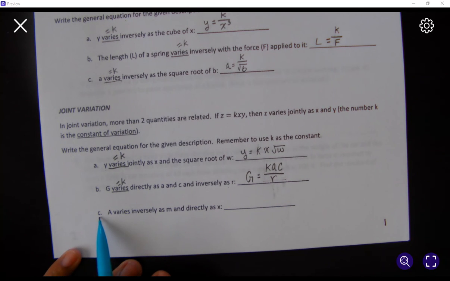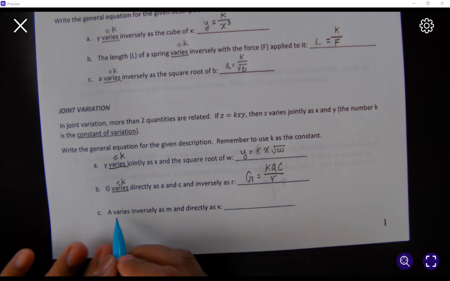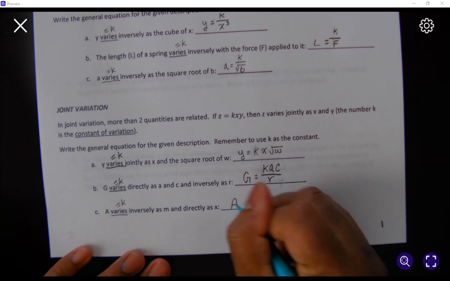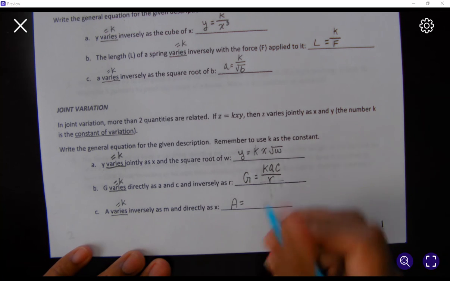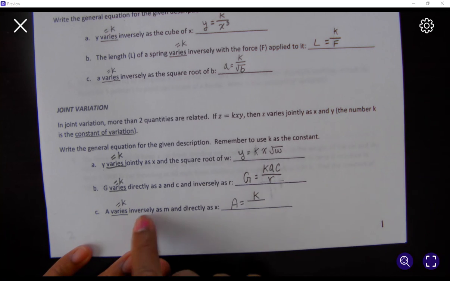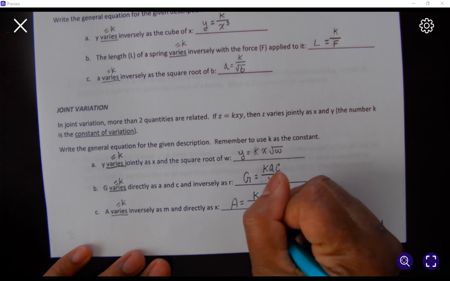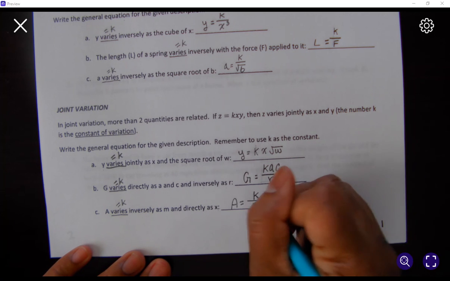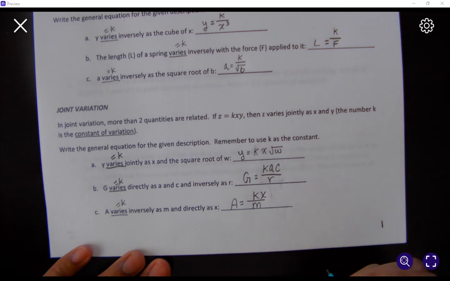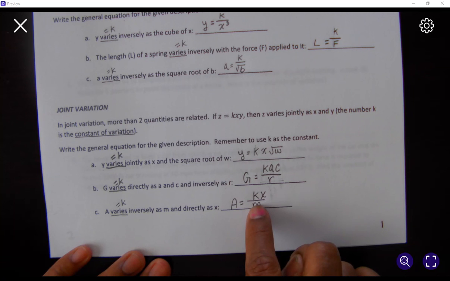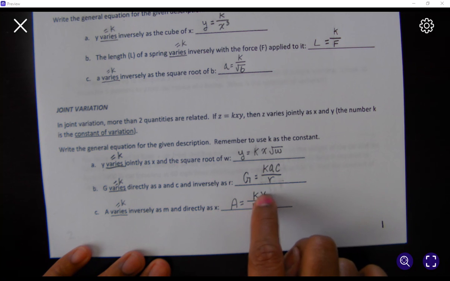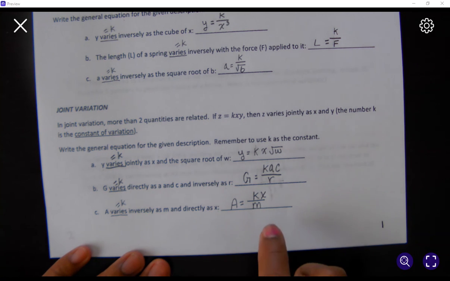All right, and then example C, A varies. I see the word inversely, so I'm going to put a fraction bar, and then K always stays at the top. Inversely as M, and then directly with X. And if it's directly, then it goes in the numerator with the K. Okay, M is inversely to K, so it goes in the denominator. X is directly to K, so it stays in the numerator. So these two get multiplied and these two get divided.